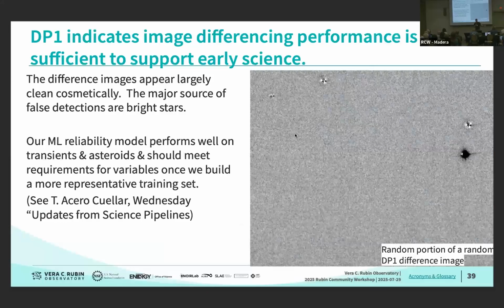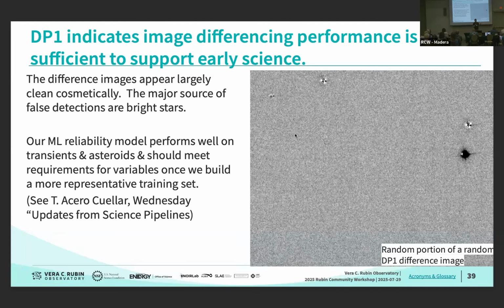This is just a difference image. I picked literally the first one I pulled up from DP1. So you can see that cosmetically it's quite clean. You do see bright stars that are mis-subtracted, and that was, I would say, the dominant source of false positives in DP1 and in LSSTCam: detections around brighter, high signal-to-noise stars. That's something we have a few ideas about how to mitigate, but that's the biggest thing to watch out for. But I don't think it is a blocker for most science.